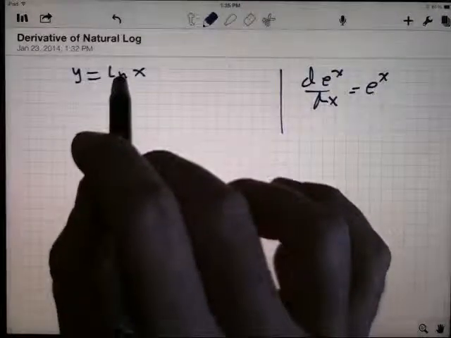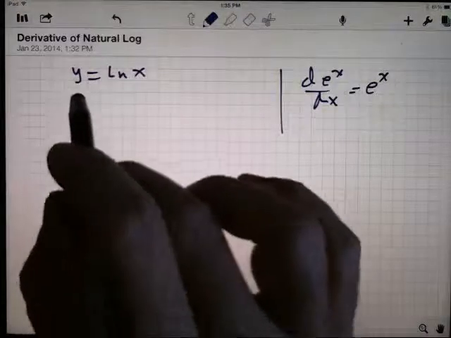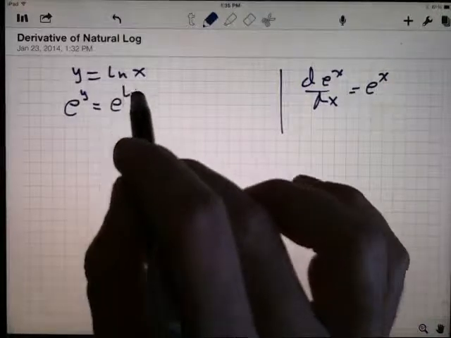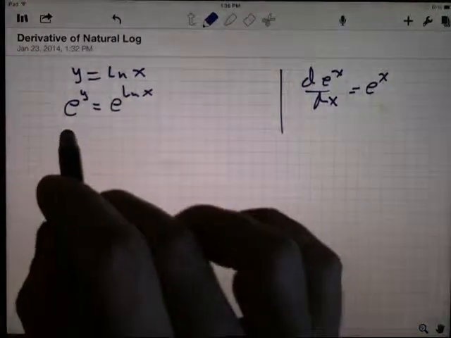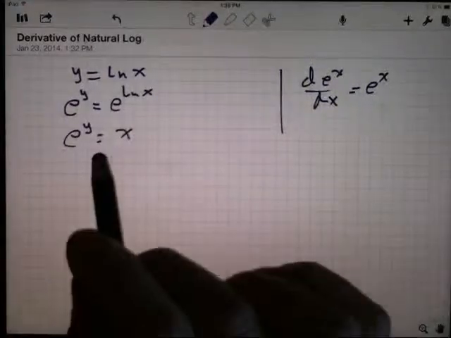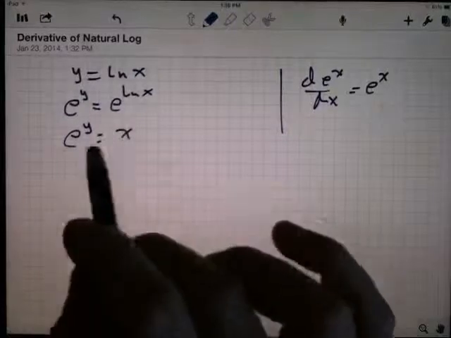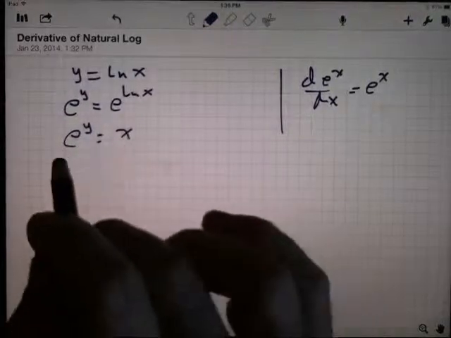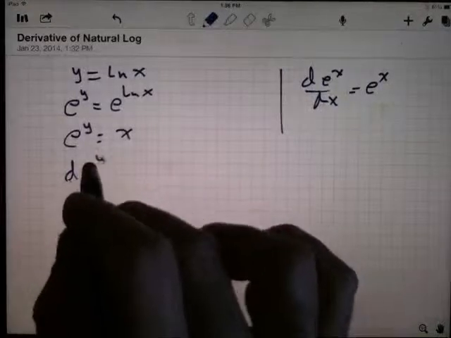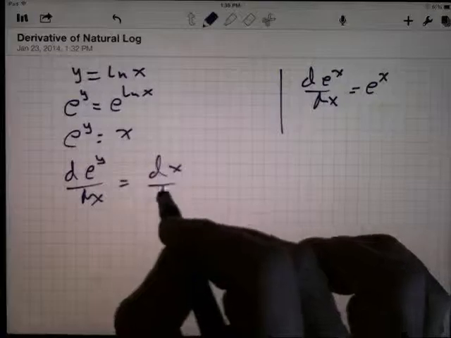Let's try it. I'm going to exponentiate both sides. So I'm going to do e to the y equals e to the ln x. So I get e to the y equals x. Right? I'm doing this so that I can use this information. So I'm using the inverse function to solve it for x instead. Now I'm going to implicitly differentiate. I'm going to take the derivative of this side with respect to x, and the derivative of this side with respect to x.